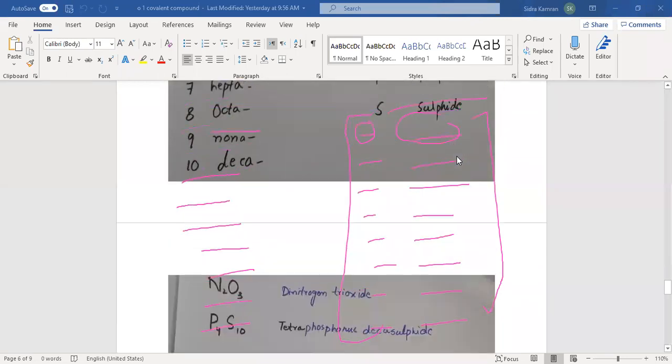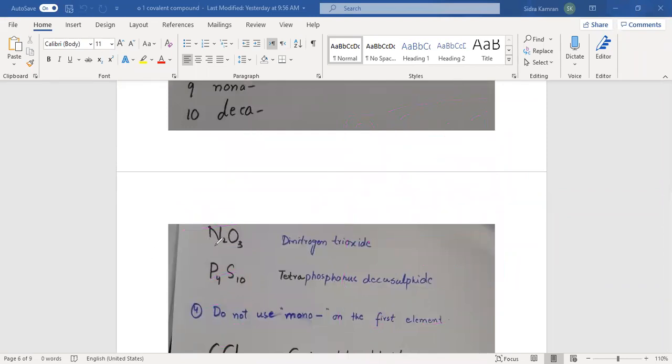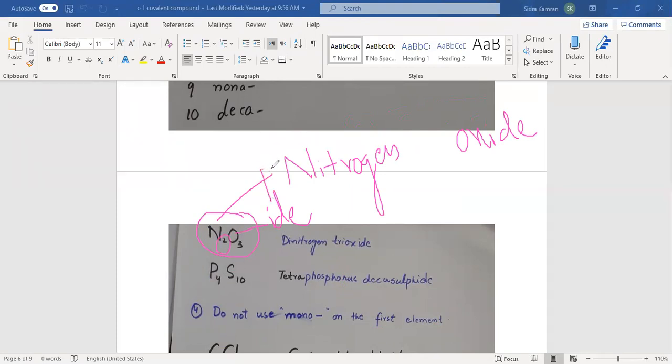Let's start some examples. Here is the first example. N2O3. What is its name? As I told you about rule number one, name it as the element. It's nitrogen. Clear? And the second element is oxygen. The ide ending for oxygen is oxide. But the third rule was, if there are more than one atom, you have to use some prefixes. Here you can see how many atoms for nitrogen? Two. So you have to use dinitrogen.